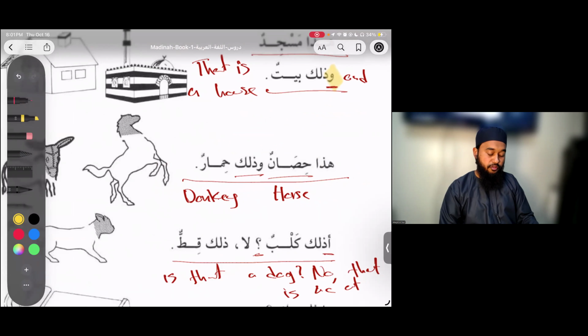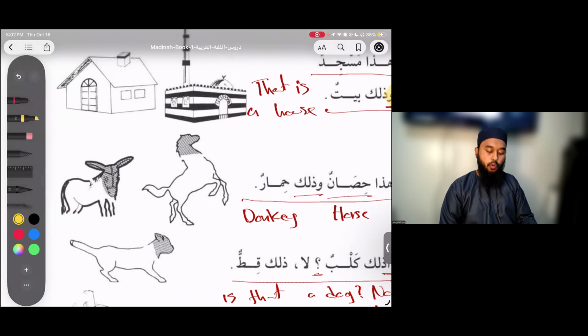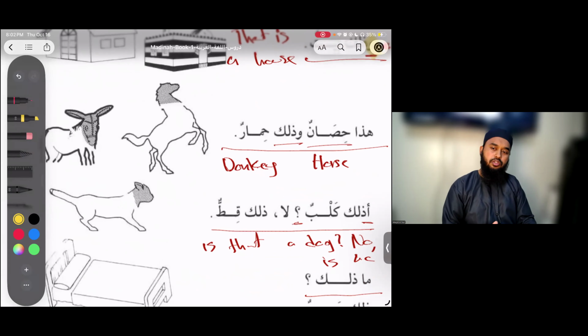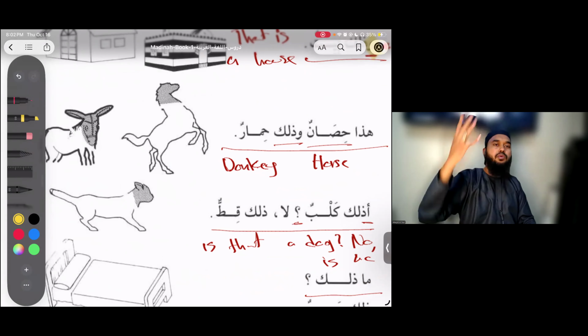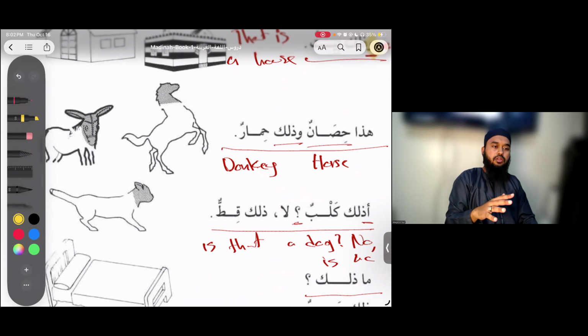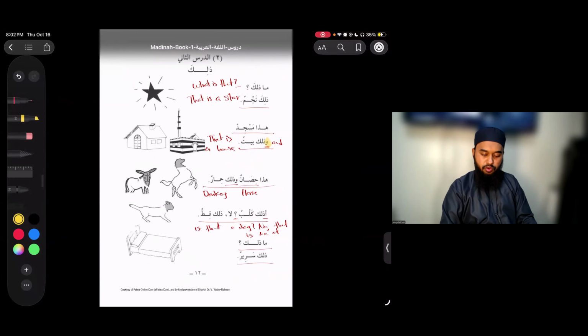The first image is an image of a horse. Hada hisan. This is a horse. And the second image is a donkey. Wa dhalika himar. And that is a donkey. Is this clear, brothers and sisters? Very simple. All you're doing is taking the word hada and replacing it with dhalika, and it's the same exact procedure all over again. I don't need to teach anything new. Just do it yourself. You guys have all the books. This is a revision, right?